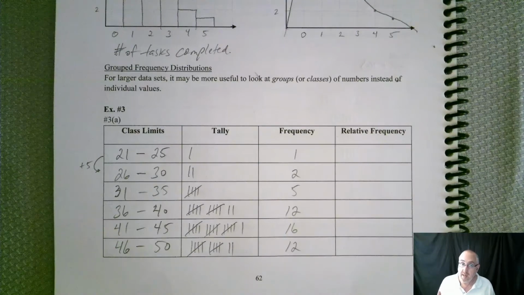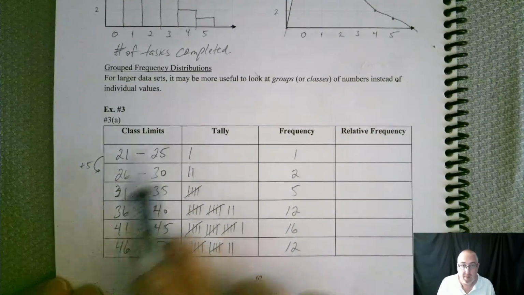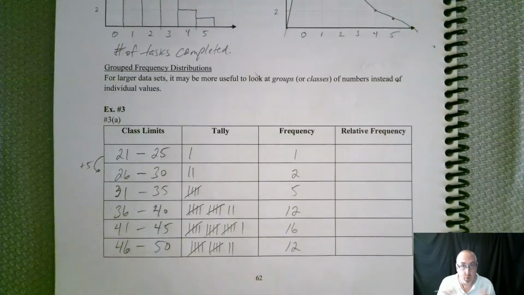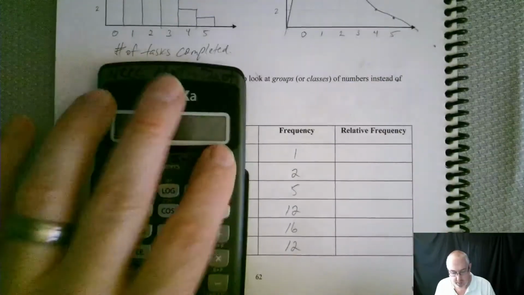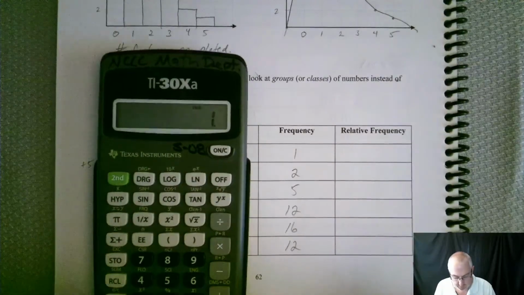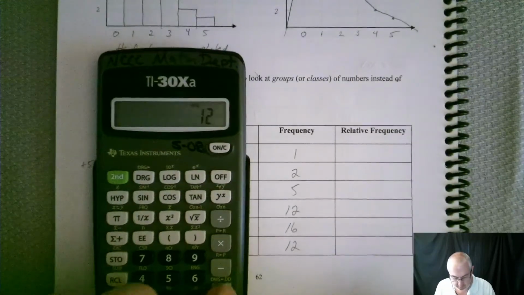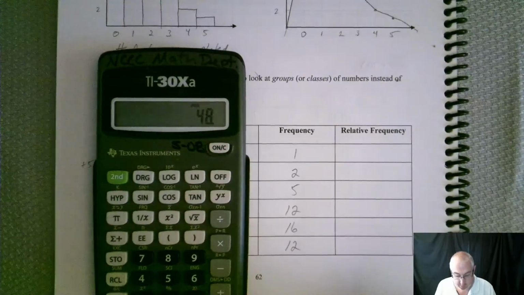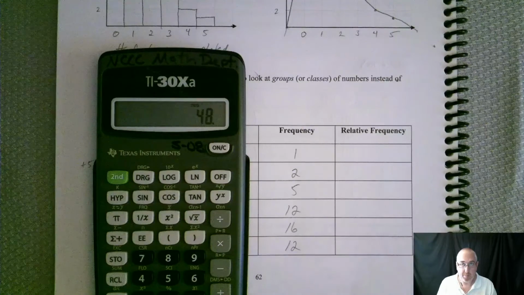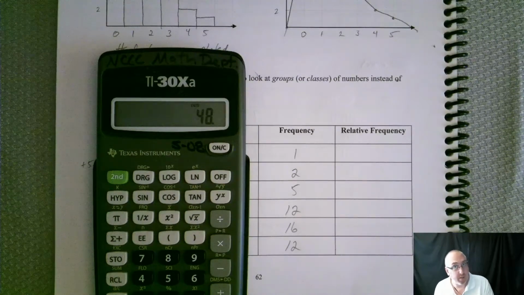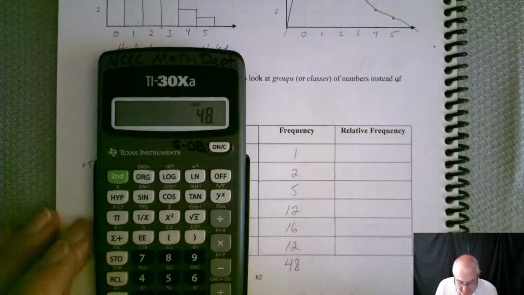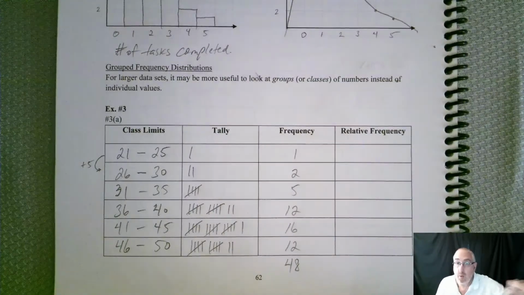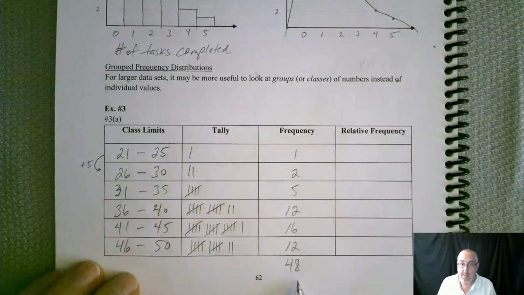Now remember, double checking is not a bad thing. So remember how many data values were in the overall problem. Remember there was 50, right? So let's make sure it adds up to 50. And I'm just going to use the calculator to be safe. So 1 plus 2 plus 5 plus 12 plus 16 plus 12 equals 48. So I think I have my numbers backwards. There was 48 students and it was a 50-point quiz. So let's get your facts straight, Lee. So 48. All right. So now we've checked and made sure that that adds up to 48, which is good.